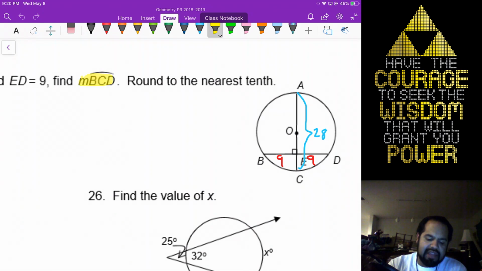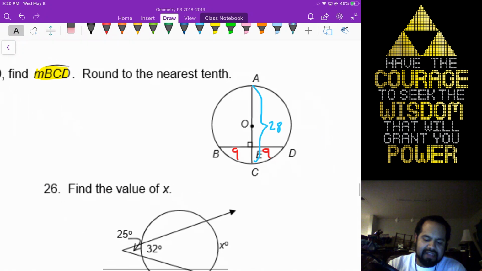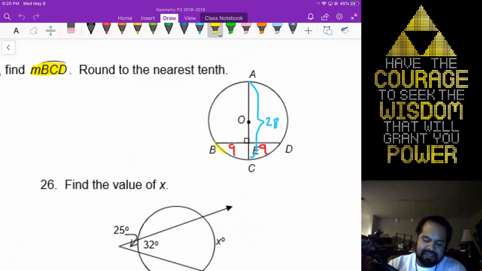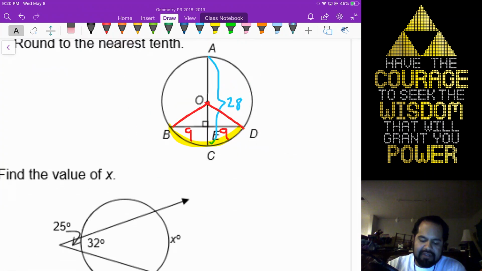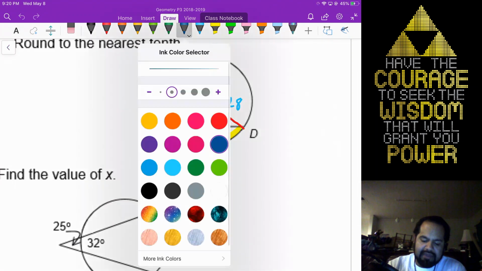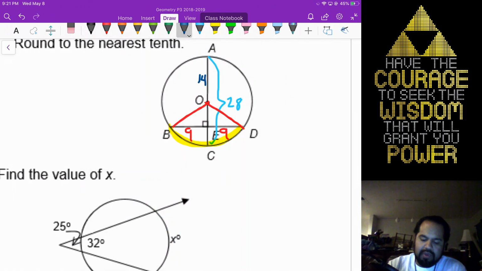Okay, so it says measure, so that means our answer has to be in degrees. So here's BCD. Well, in order to find an angle there for the arc, we need to create an angle in the middle. So that central angle is going to go from here to here. You're going to notice that inside of there we have a right triangle. And what we're going to do is take that 28 and split it in half to make 14. Boom. Well, if that radius is 14, that means this radius is also 14.